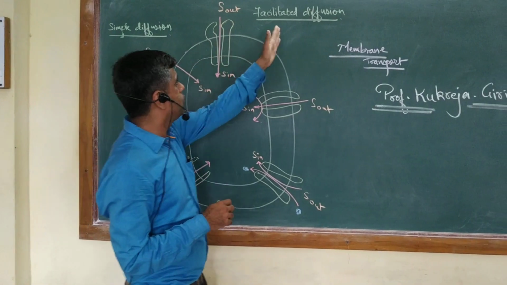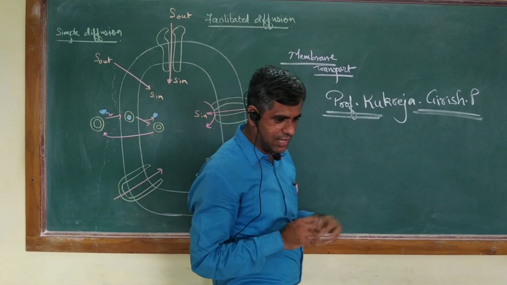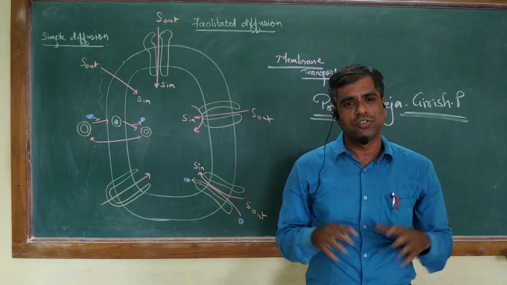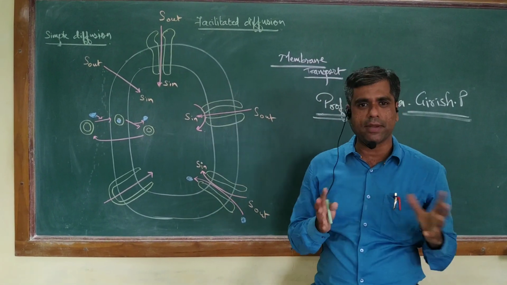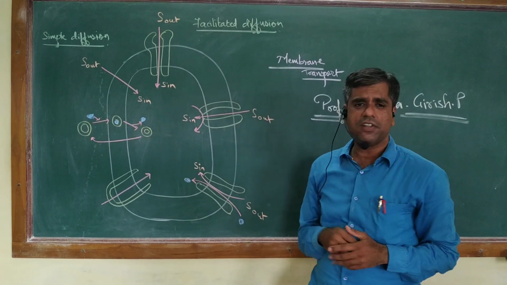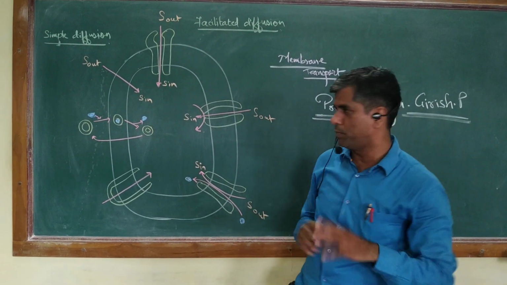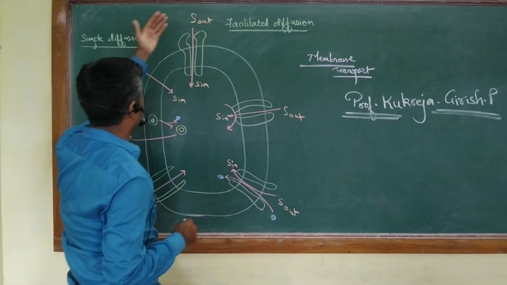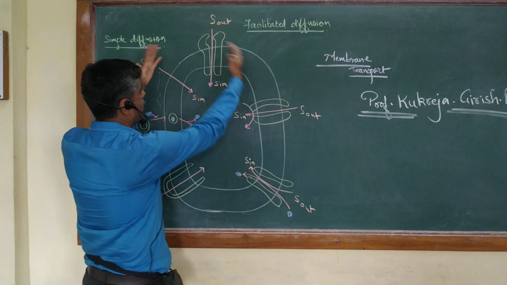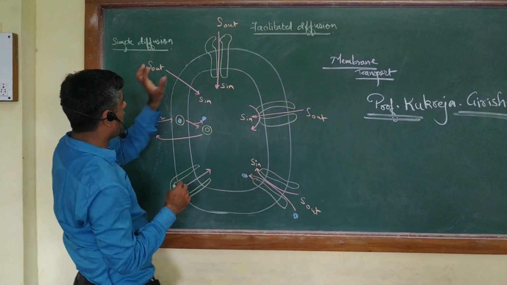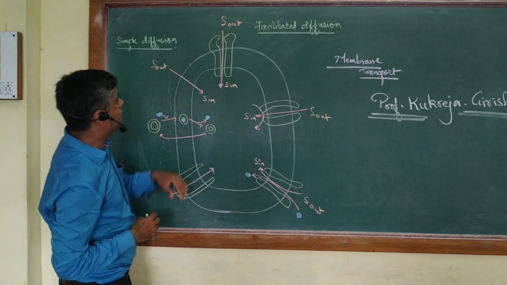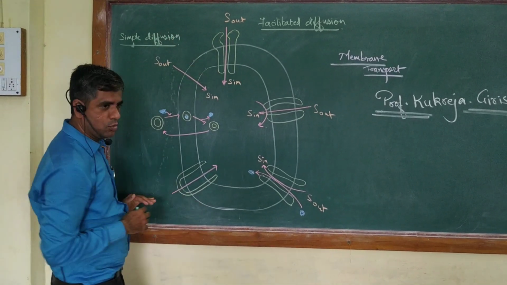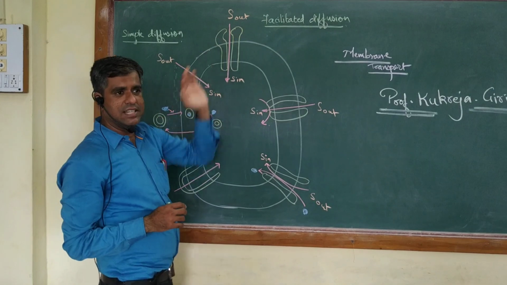Then we have another mechanism called facilitated diffusion. As you can see, there is no energy involved here, so these are passive. Diffusion comes under passive transport, and facilitated diffusion also comes under passive transport. The only thing is that the molecule cannot travel across, maybe because it is charged and the non-polar membrane does not allow it. So if you have a carrier molecule here which allows the passage of the molecules, that is called facilitated diffusion.